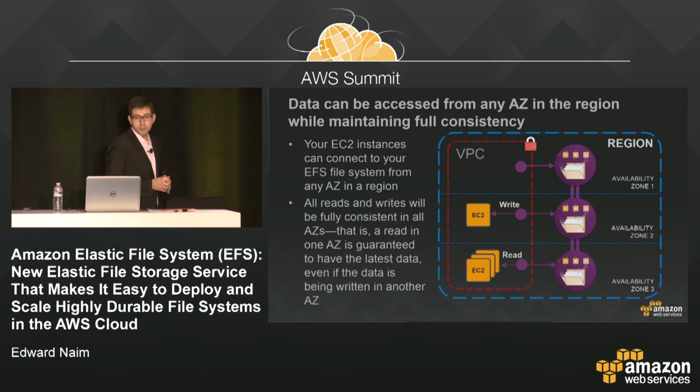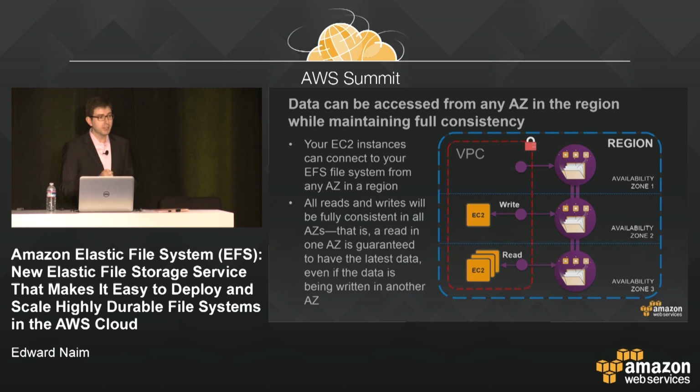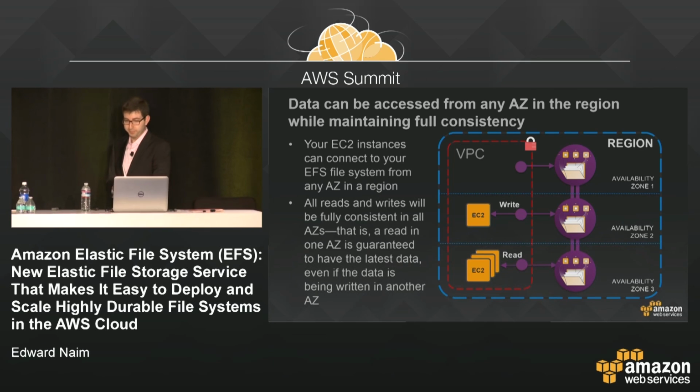And it's important for me to explain that data can be accessed from any AZ in the region while maintaining full consistency. So your EC2 instances can connect to your EFS file system from any AZ in a region, and all of the reads and writes will be fully consistent in all AZs. So if you have a read of a particular file in one AZ, you're guaranteed to have the latest data, even if that file is being actively written in another AZ. So it's full consistency.